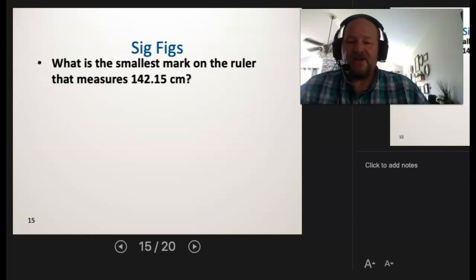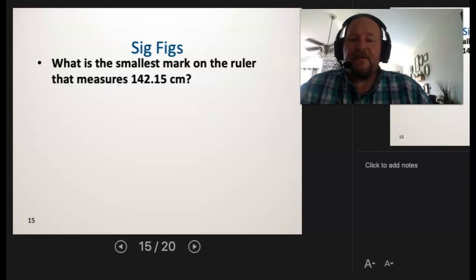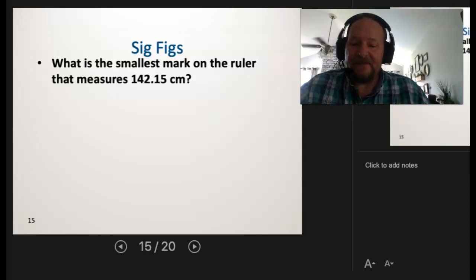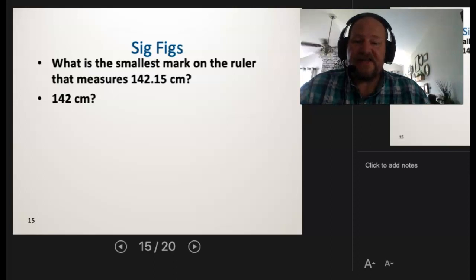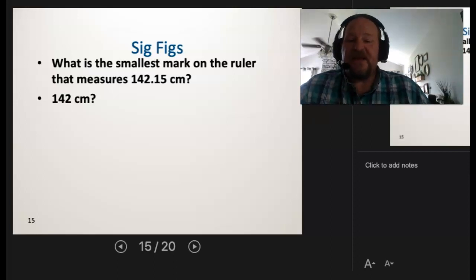So let's say I make a measurement and I tell you that the measurement is 142.15 centimeters. Then what I want to know is what's the smallest mark on the ruler? And so here, it's going to have to be the 10th place. And that's because the 5 would be my estimate. What about 142 centimeters? Well, here, the estimate would be the 2. And so that means the 4 is the 10th place, and that would be the limit.